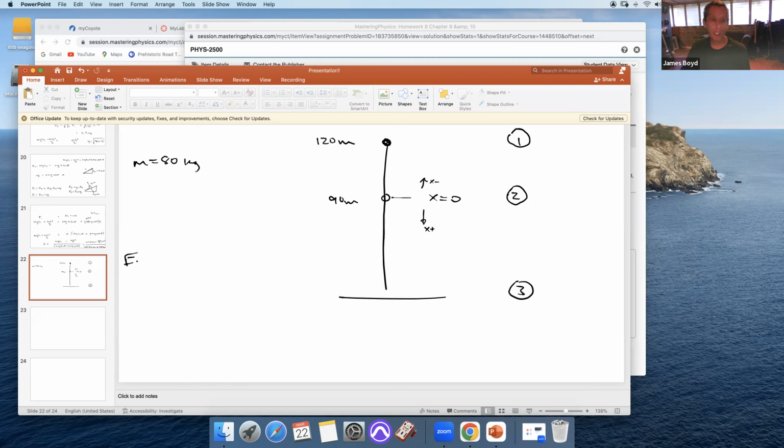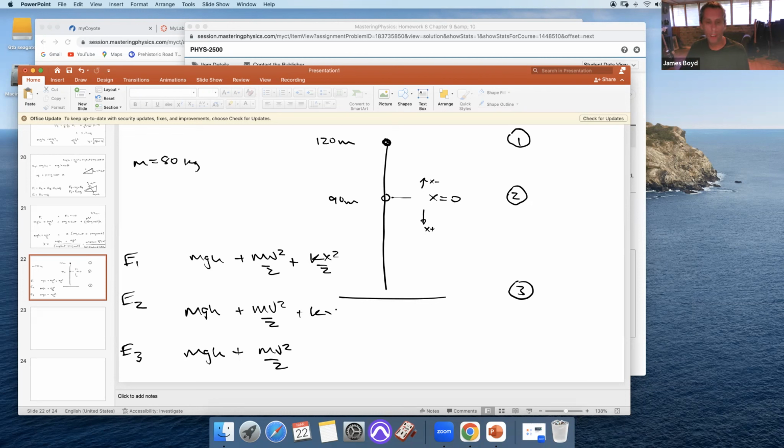So your energy at 1 and your energy at 2 and your energy at 3 are mgh plus mv squared over 2 plus kx squared over 2 for all of these. Turn your brain off and just write down the 3 types of energy. And then slowly work your way through each one.